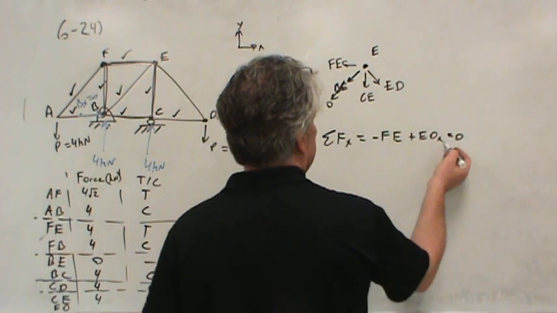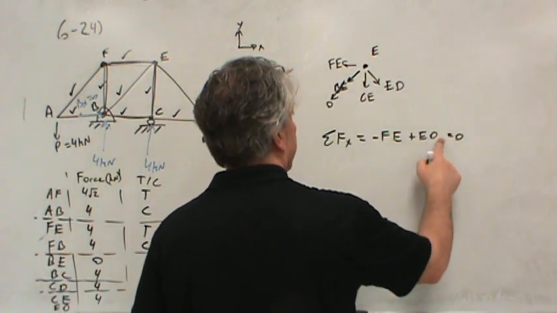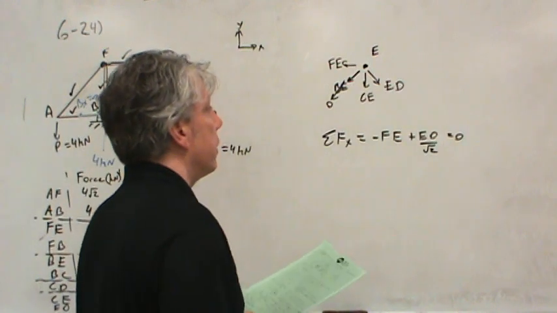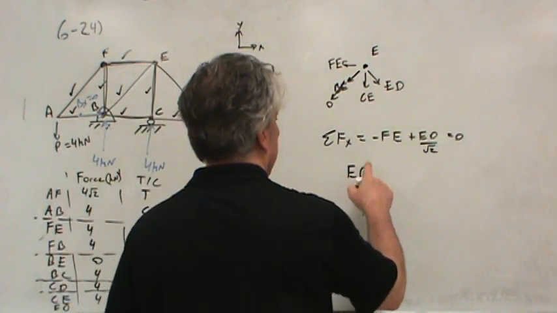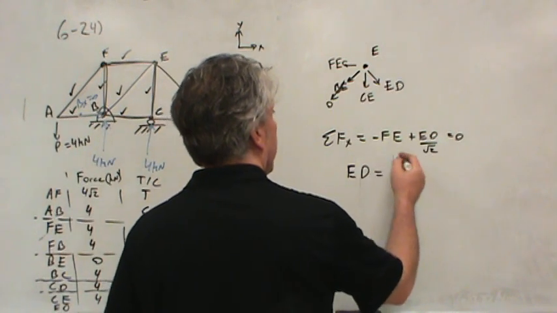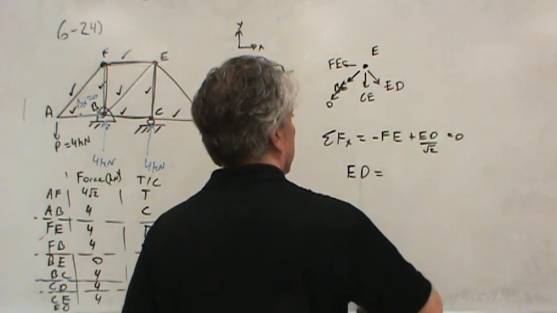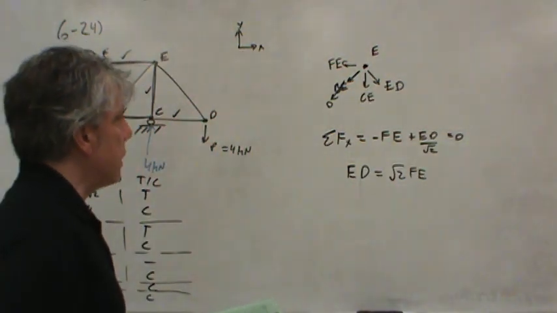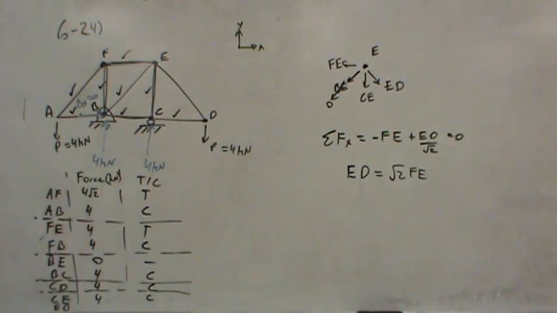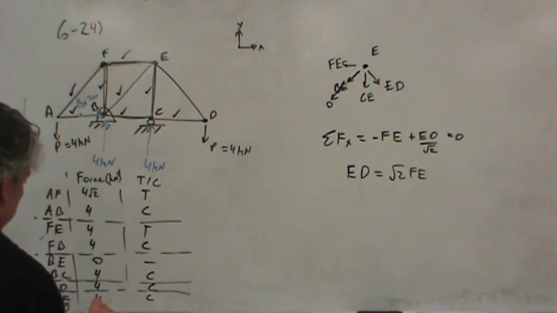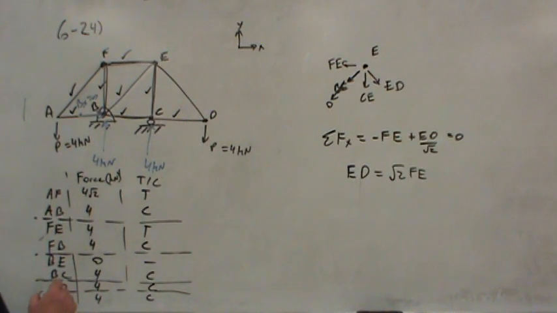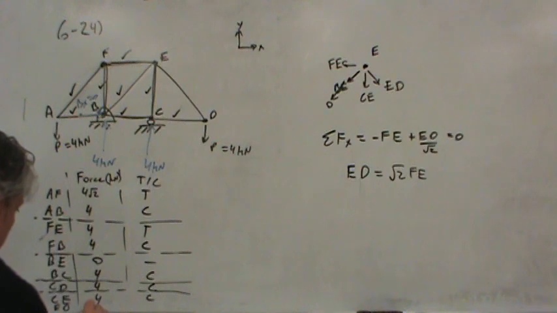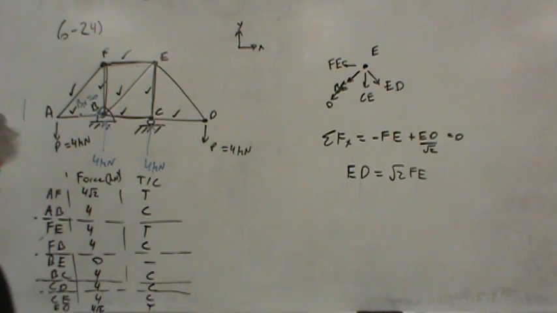And so EDX, how would we write that? Well, again, it's a 45-degree angle, so divide by root 2 to get the horizontal component. And so ED equals root 2 times FE. Okay? So let's see, if we look at FE, FE is 4. ED is positive, just as FE is. So ED is a positive, let's see, wait a second. Oh no, it's 4 times root 2, there we go. So 4 root 2 in tension.